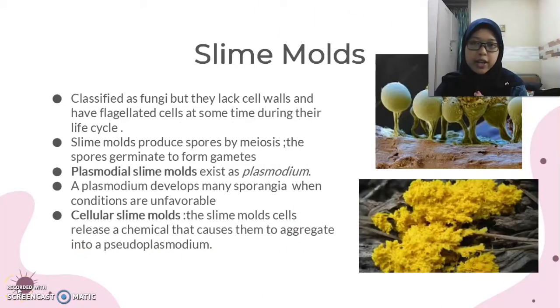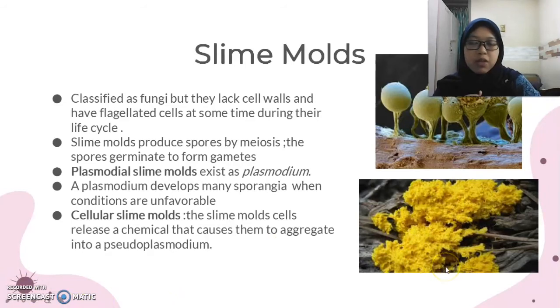Okay, so next is slime molds. Slime molds are classified as fungi, but they lack cell walls and have flagellated cells at some time during their life cycle. Slime molds produce spores by meiosis, and the spores will germinate to form gametes. For this topic, we have two types of slime molds. The first is plasmodial slime molds, and the second is cellular slime molds. Plasmodial slime molds exist as a plasmodium. So this one is a plasmodium.